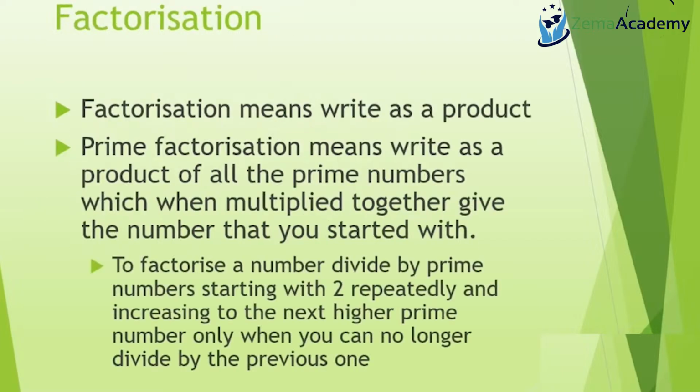Now, using these, we can do something called factorizing, or factorization. Now, it says that factorization means write as a product. Now, I think you would have read last week that a product is the result of a multiplication. So, when we prime factorize or factorize things, we're going to split them up into the prime numbers that we multiply to get to that final number. So, I'll show you some examples.